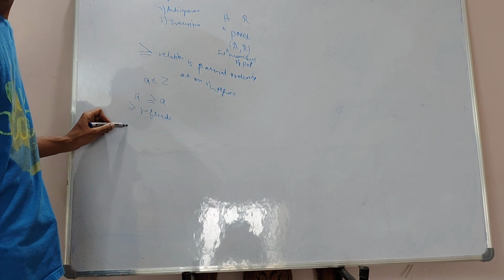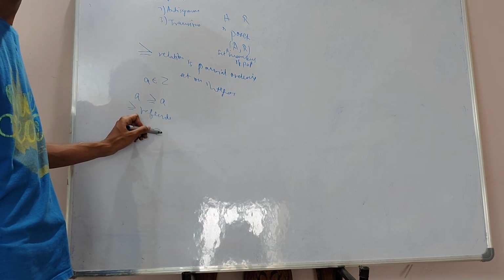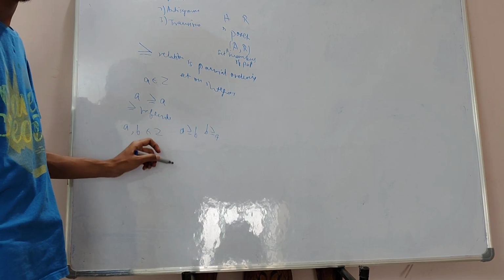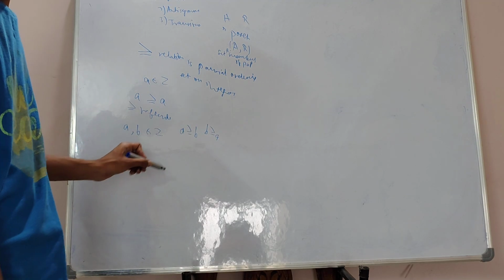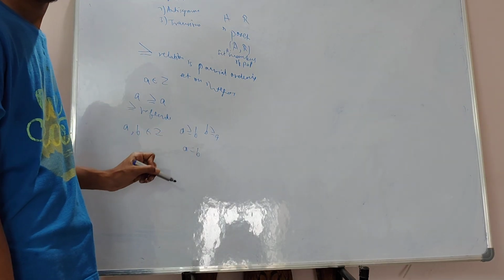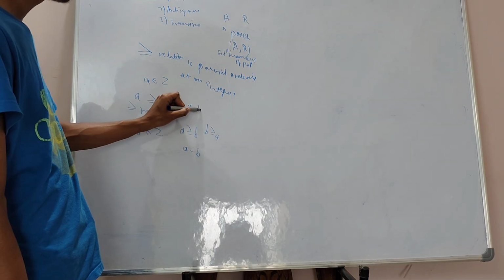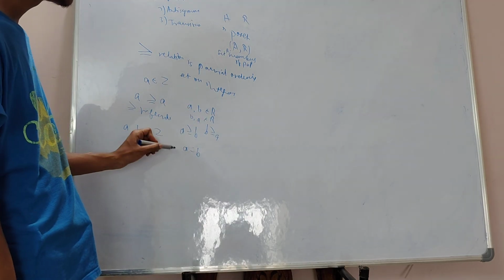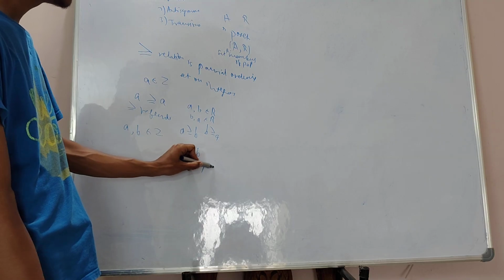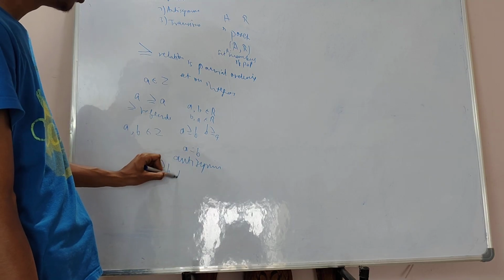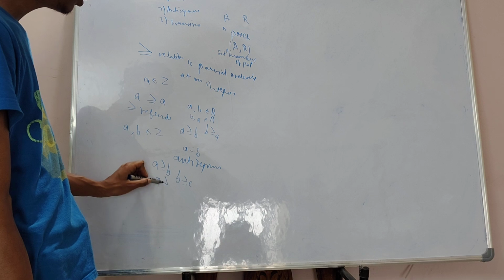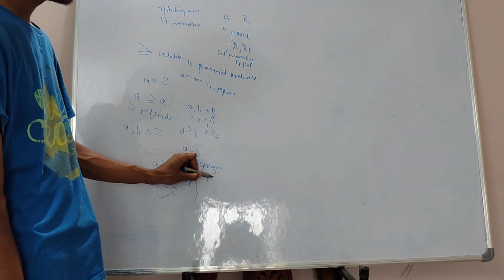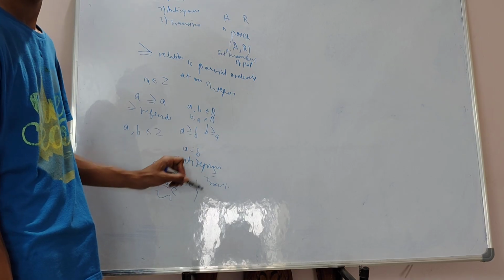Then if a, b belongs to Z, a is greater than or equal to b, and b is greater than or equal to a, but here a is equal to b, because (a, b) belongs to R and (b, a) also belongs to R. So this is antisymmetric. Now we have a greater than or equal to b, b greater than or equal to c, so a will be greater than or equal to c. So this is transitive.